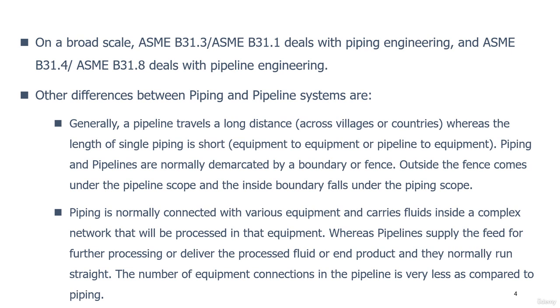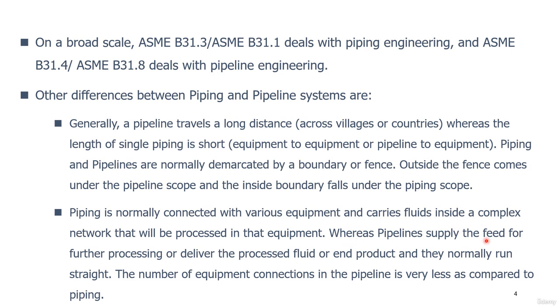Means let's assume that it is crude oil. So crude oil will be transported through the pipeline systems into the piping system, and then it will be processed inside the refinery. And once the processing is done, then the output fluids, means our petrol, diesel and other products, may be transported again back using pipeline systems.